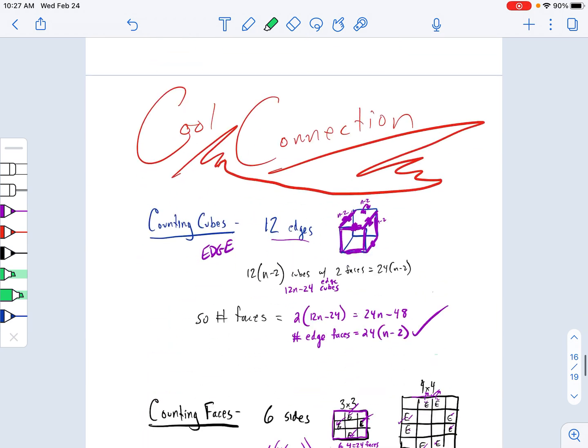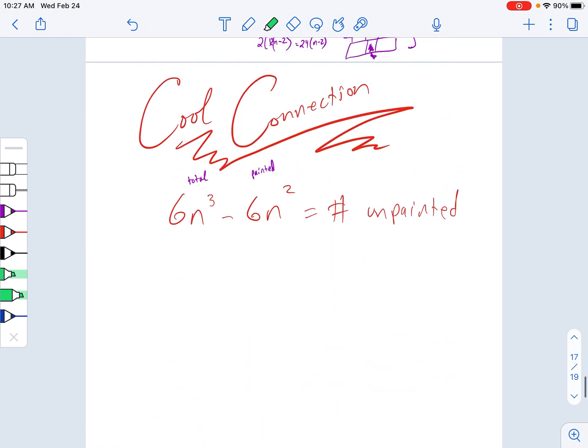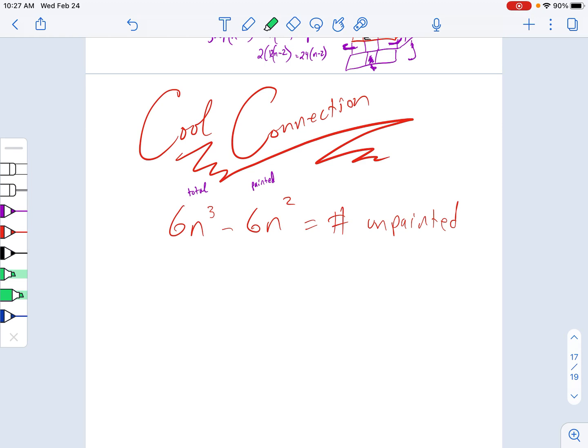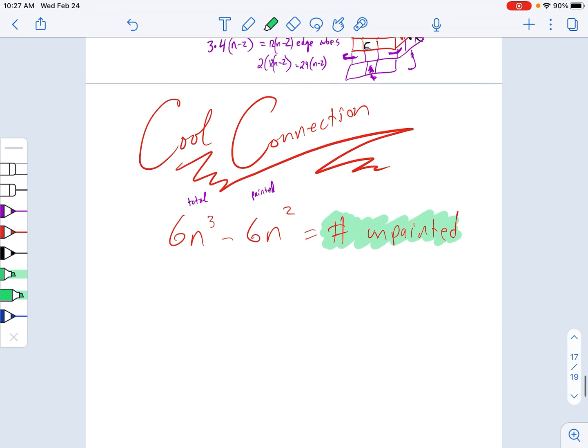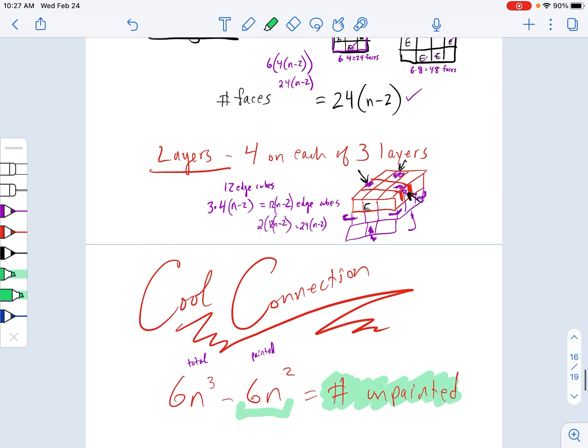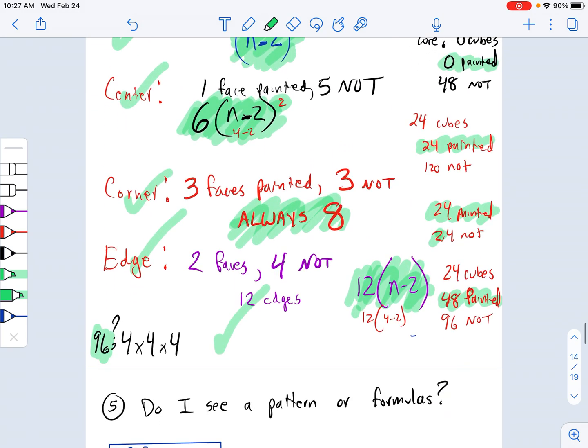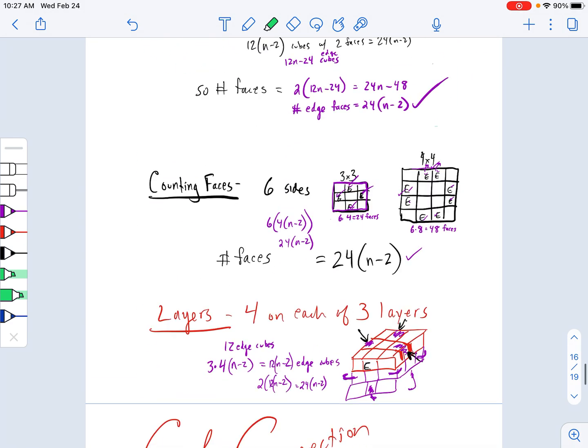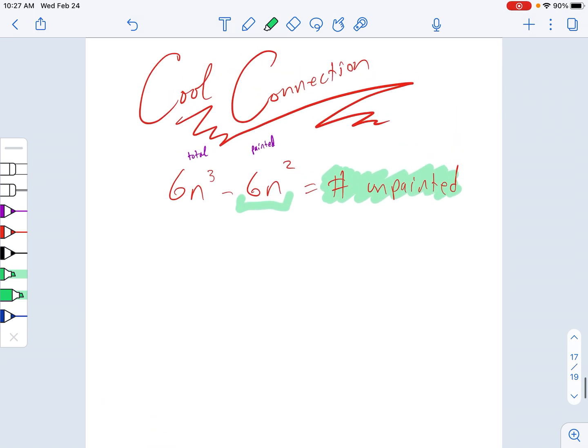When you add this up, do you get 6n cubed minus n squared? No, because I'm trying to find the number that are unpainted. So when I add all that up there, that should give me this. So if I go up here and I look at the numbers that are not painted, and if I multiply these parts by that, shouldn't it add up to 6n cubed minus 6n squared? Show me that algebra.